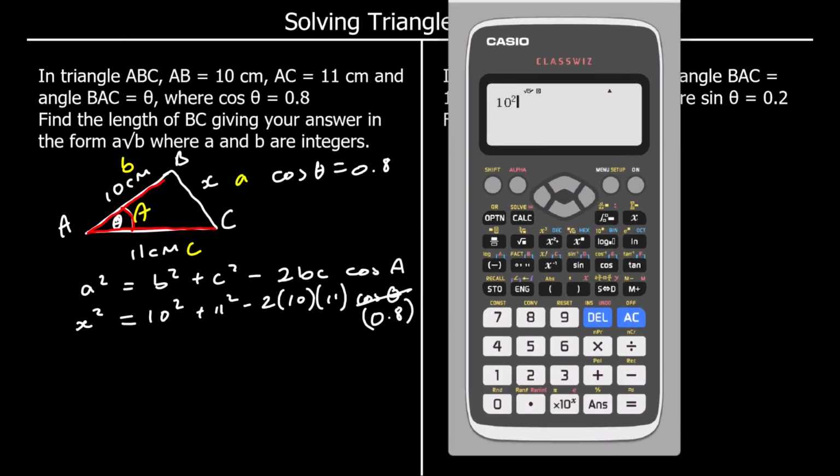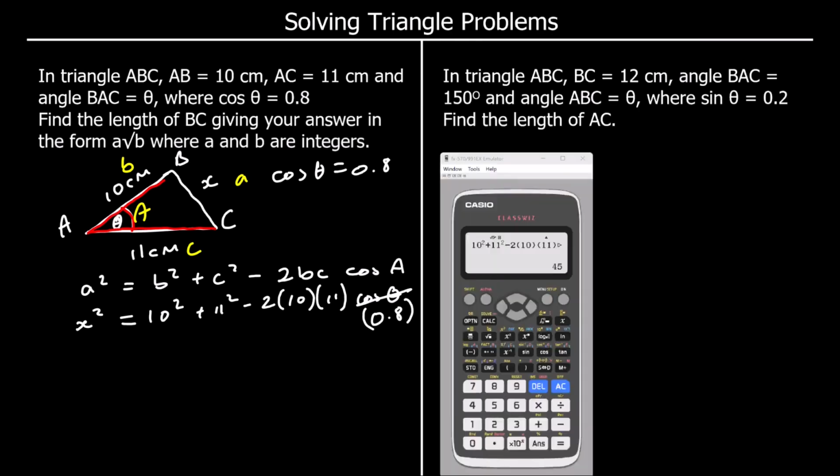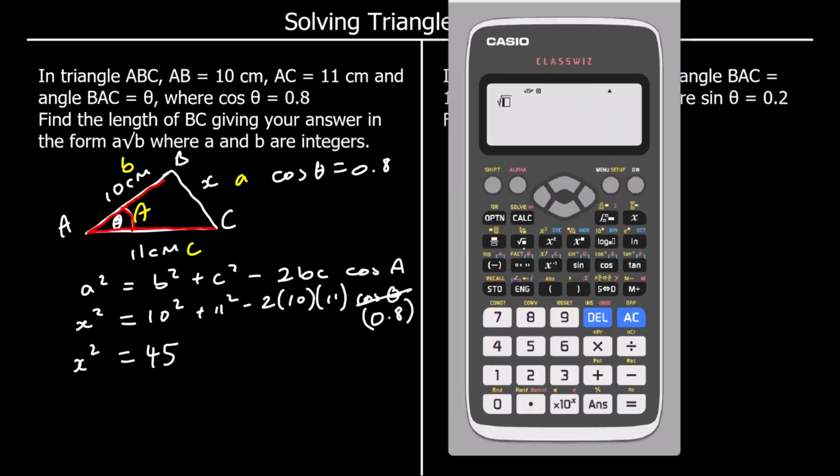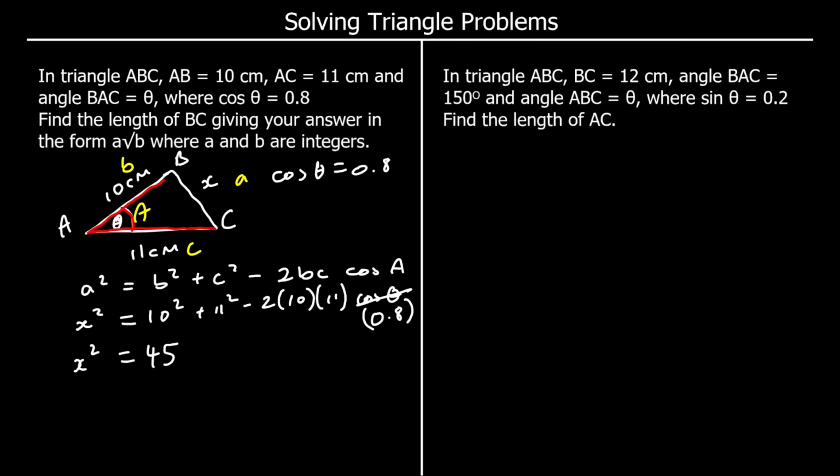So 10 squared plus 11 squared minus 2 times 10 times 11 times 0.8. That's 45. x squared is 45, so we want square root 45, which is 3 root 5. So give your answer in the form a root b, which we have. One for you to try. Pause the video and give it a go.